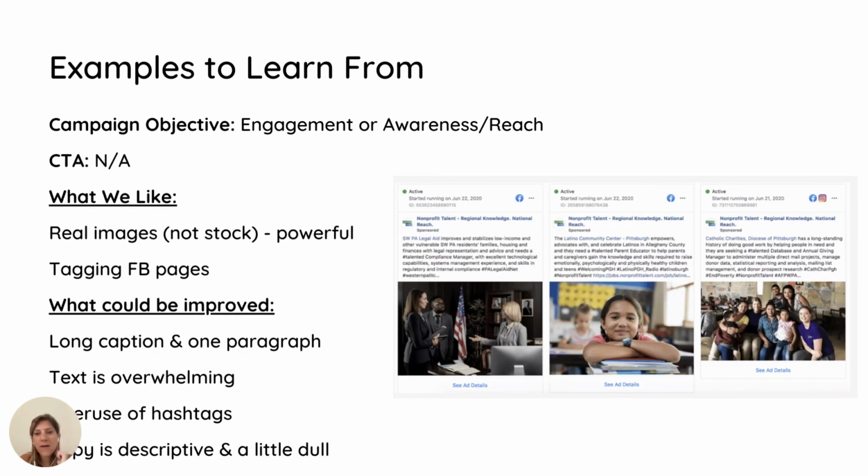These are examples of ads with engagement or awareness objectives. Why they did well in these ads is the choice of real images in the ads, because they are promoting the different organizations and the communities they serve. And they are tagging their Facebook pages as well. What could be improved about these ads is the caption. It's important to make it shorter and less overwhelming. Of course, they use a lot of hashtags. Finally, the copy is too descriptive and frankly a little dull.